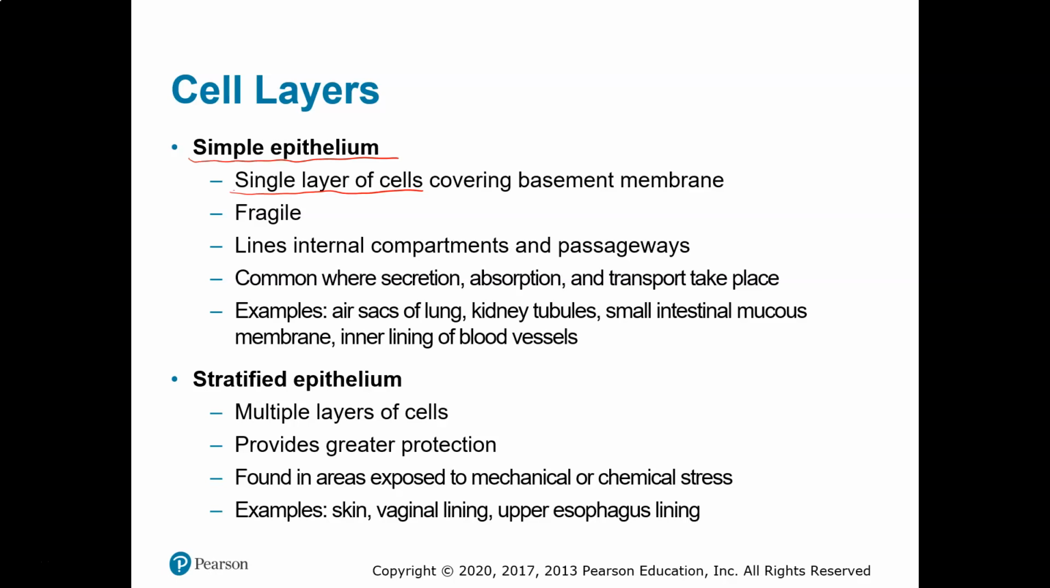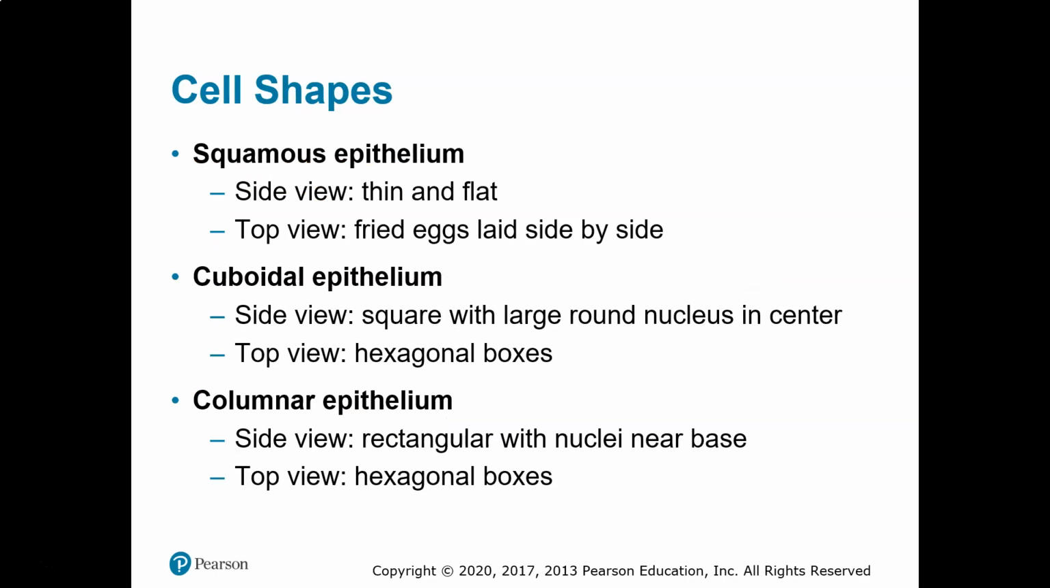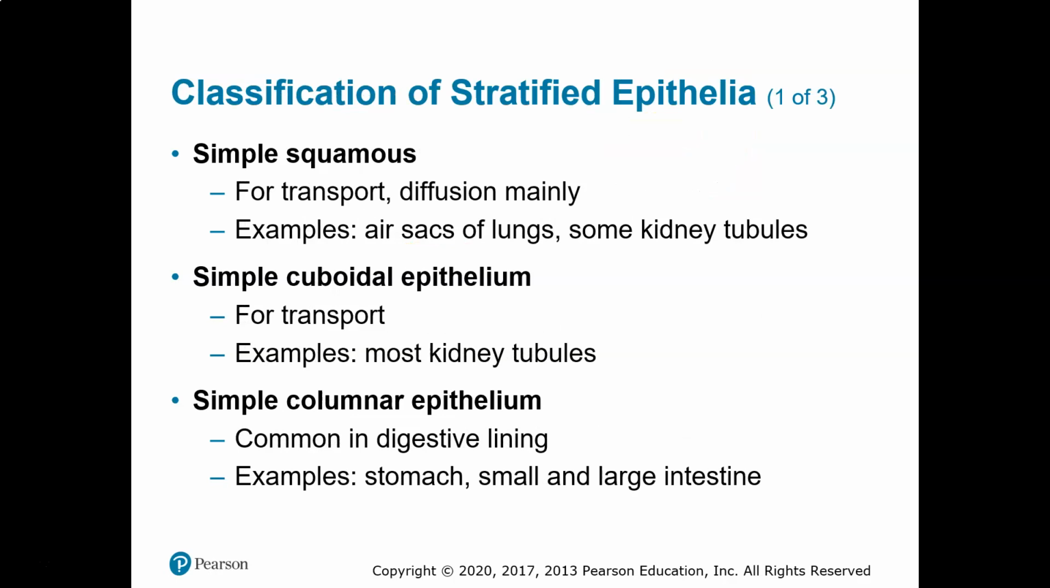And if there are many layers or multiple layers of cells, even if it's only 2 layers of cells, we call that stratified epithelium. Then we classify further by cell shape. The squamous epithelium is thin and flat from the side, and looking at it from the top, the cells almost look like fried eggs, because the nucleus looks like the egg yolk. And then the cuboidal epithelium looks cubic, and the columnar epithelium are rectangle, but they are tall. They are columnar shaped. They're the tallest of the epithelial cells.